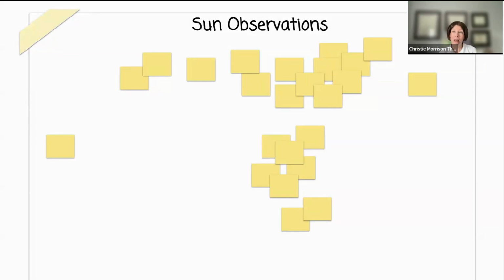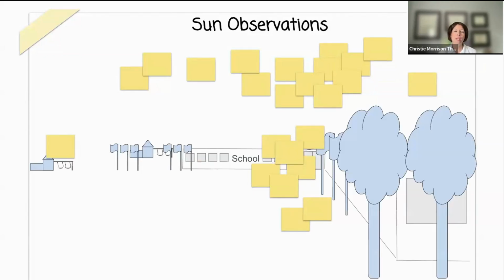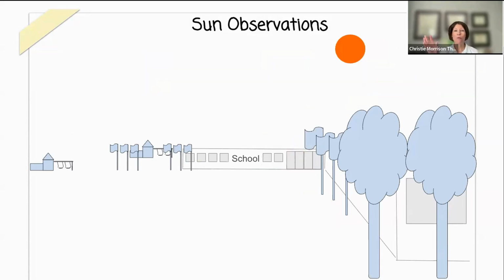And we decide to add objects on the ground, like our playground, some trees, maybe the roof of our building. With students' input, the teacher adds these ground-based reference points. Then, students are able to reconsider where they should show their observations of the sun in the sky. Eventually, we remove all of our sticky notes and add the sun to our chart in an agreed upon or consensus location.